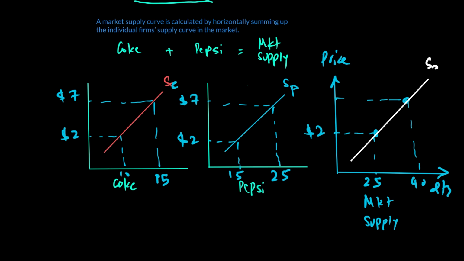Now, this information about market supply and market demand will be very useful because we will use market demand and market supply in the next video and figure out what our market equilibrium is. And that market equilibrium will be useful to tell us our equilibrium quantity and equilibrium price in the market.